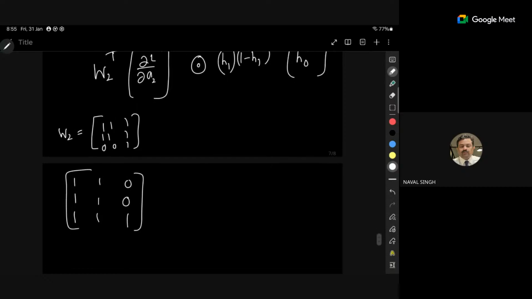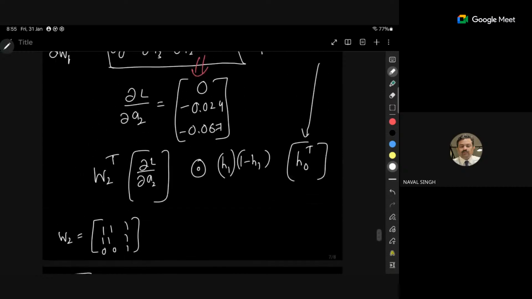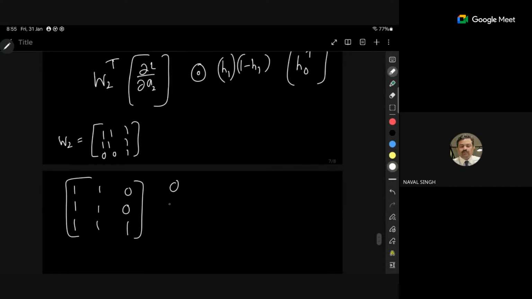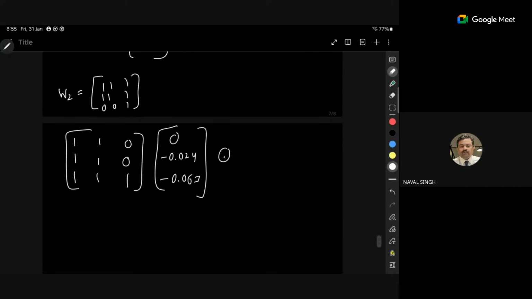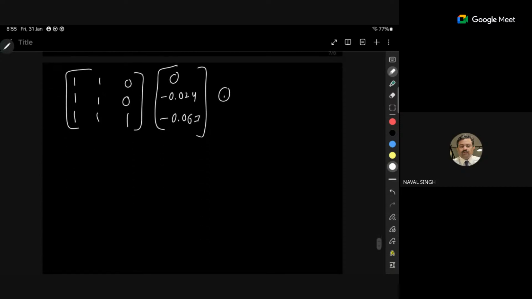Now what will I do? This vector I know. This vector is 0, minus 0.024, 0.067. So this part I know. Matrix multiplication I have to do. So I do that. It is minus 0.024, again minus 0.024. Then the summation of these two is going to be minus 0.087.